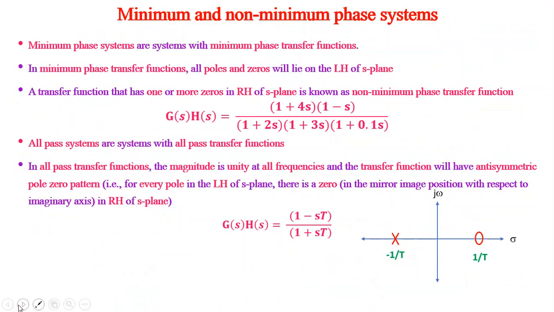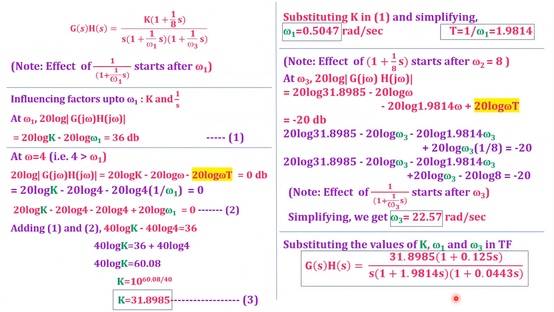The next point that we have to discuss is about the minimum and non-minimum phase systems. So far we have done problems in Bode plot, even in Nyquist plot. Mostly we have come across minimum phase systems only. Minimum phase systems are systems with minimum phase transfer functions, meaning I don't have any open loop poles or zeros in the right half of S plane. For example, here no zero or pole is in the right half of S plane. Everything is in the left half of S plane only. So it is a minimum phase system.